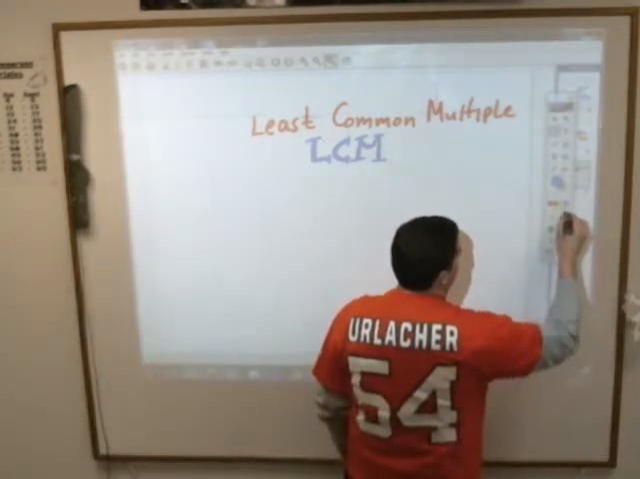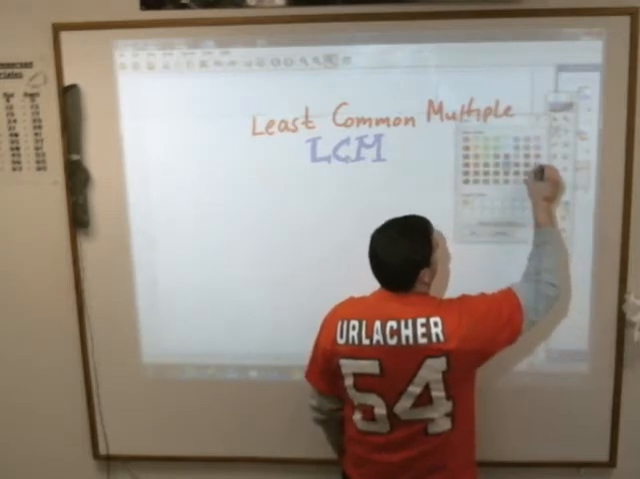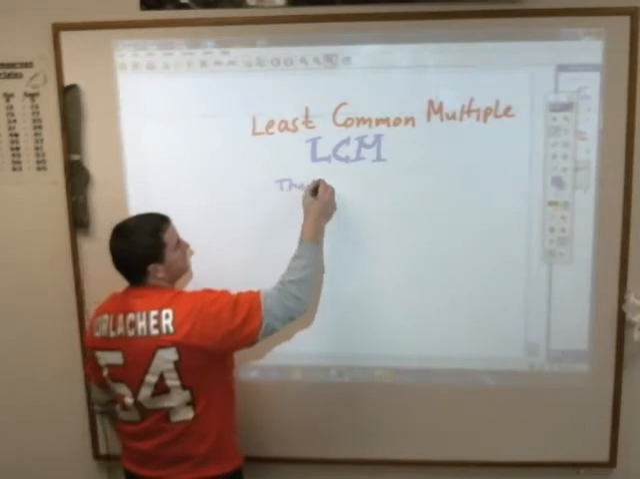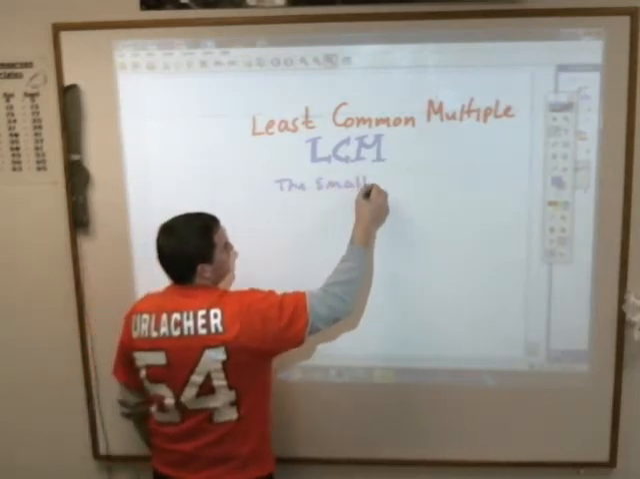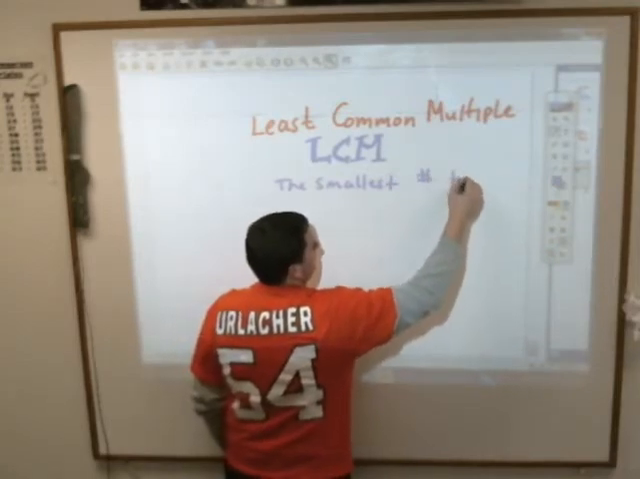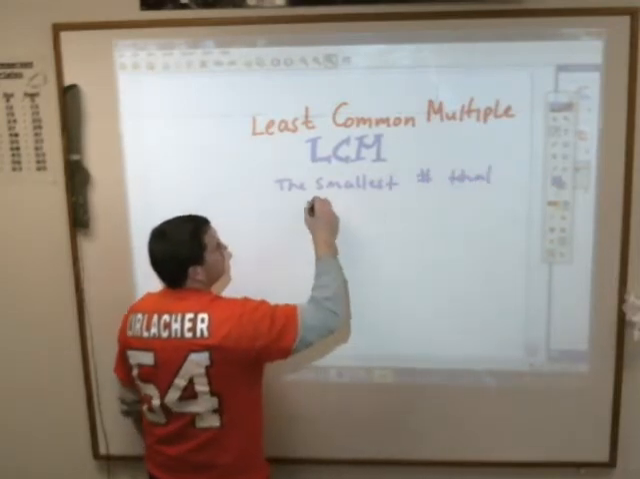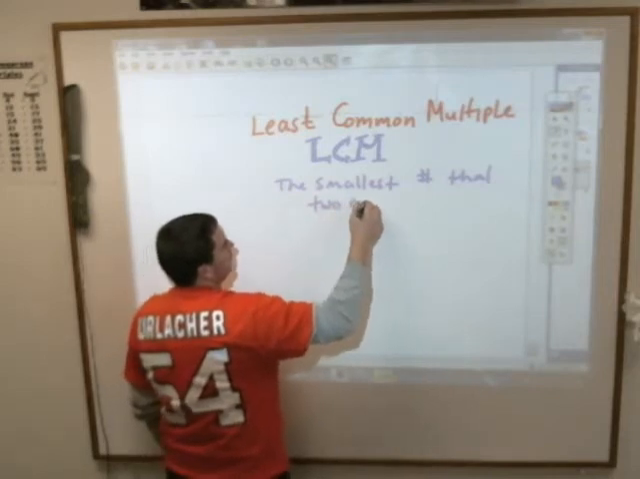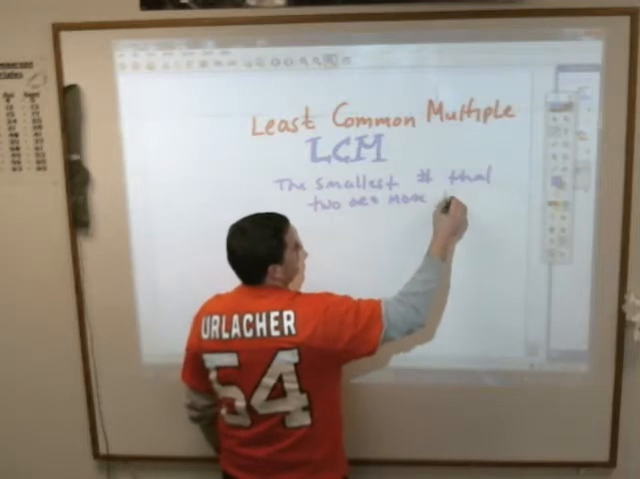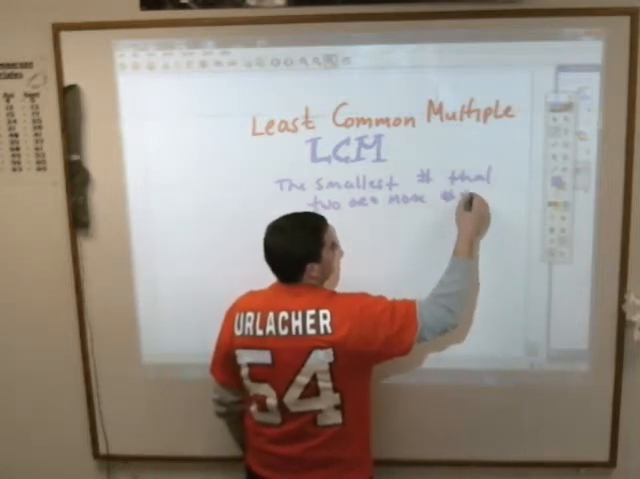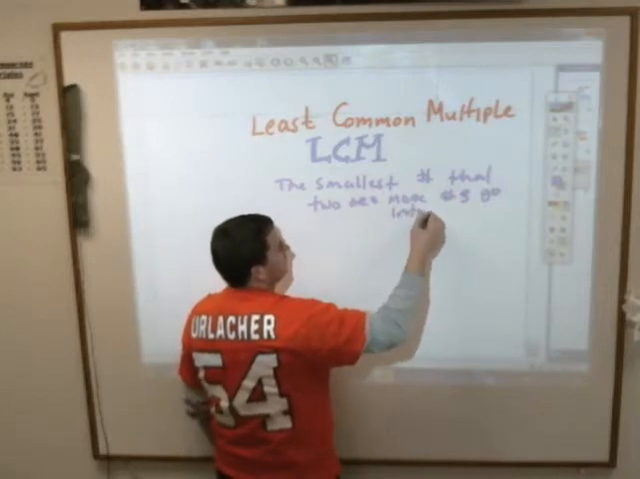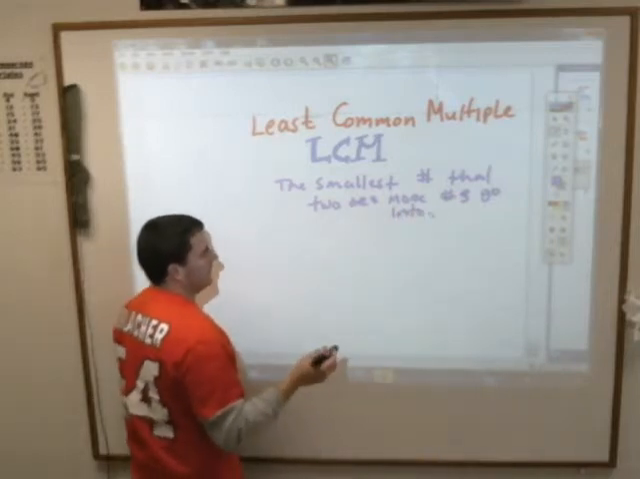And what the least common multiple is in math world is the smallest number, letter, whatever, that two or more numbers will go into. Okay, it's like finding common denominators.